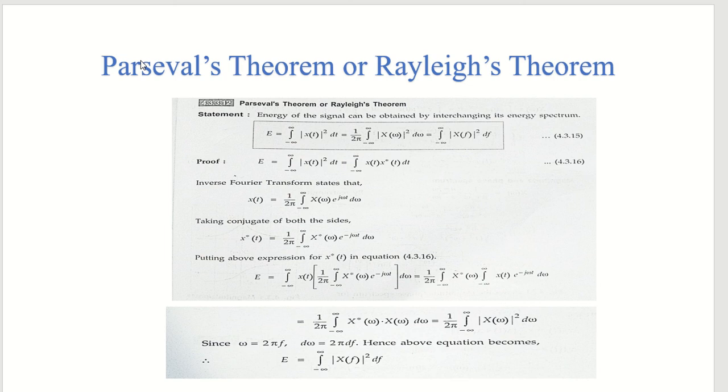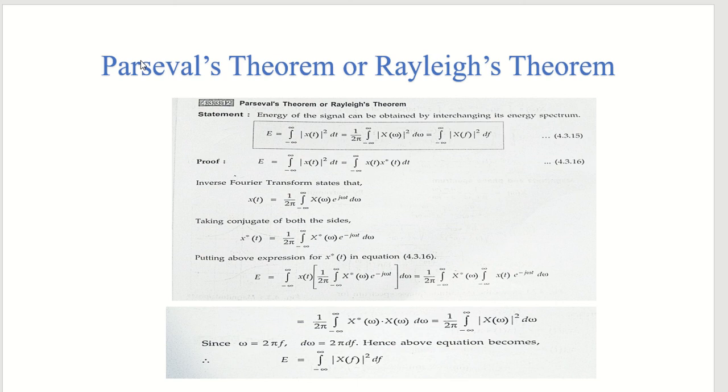Now what will be the inverse Fourier transform of my signal x(t)? The inverse Fourier transform will be 1 by 2 pi, integral from minus infinity to infinity of X(omega) e raised to j omega t d omega. Now when you take the conjugate on both sides of this inverse Fourier transform formula, you will get x conjugate of t equals 1 by 2 pi, integral from minus infinity to infinity of X conjugate of omega times e raised to minus j omega t d omega, right?